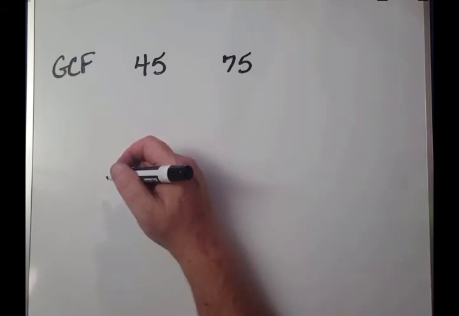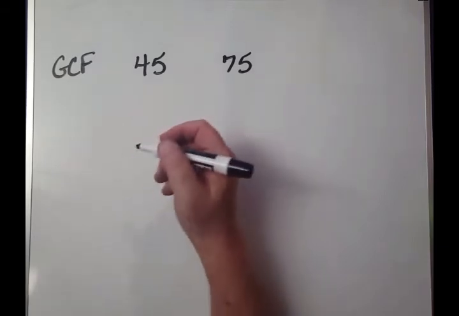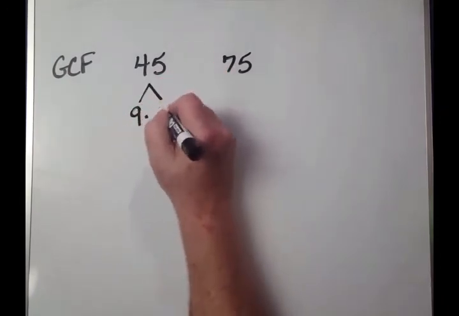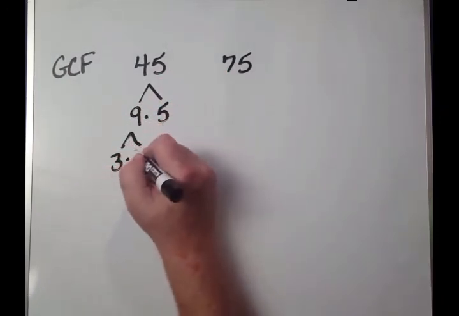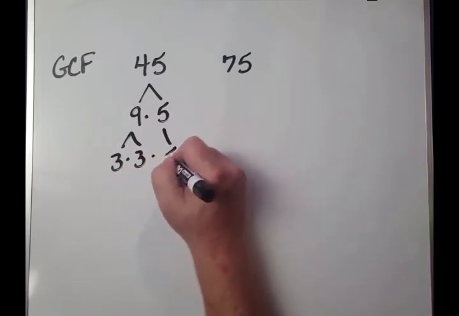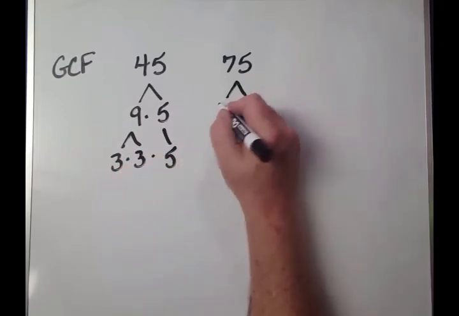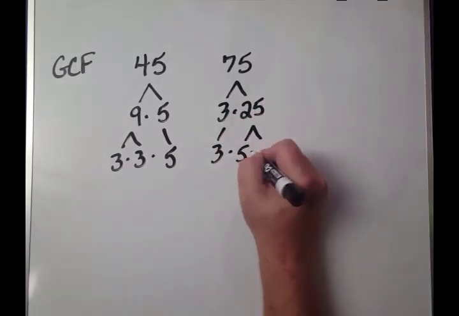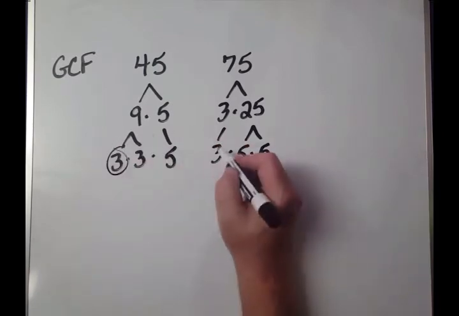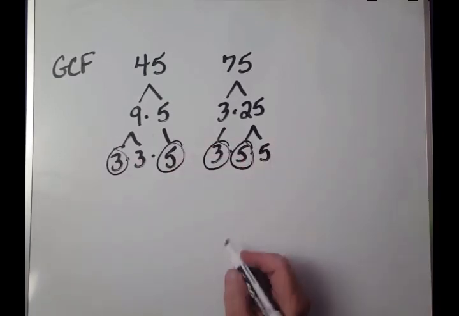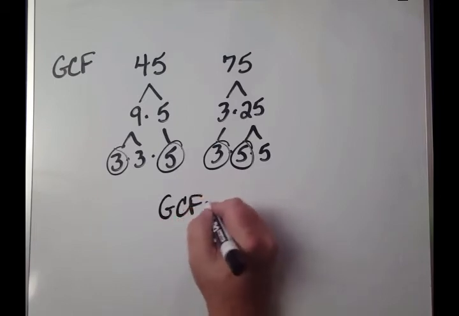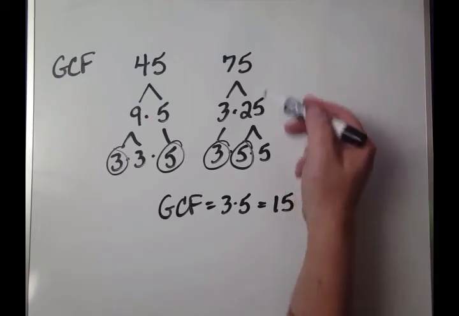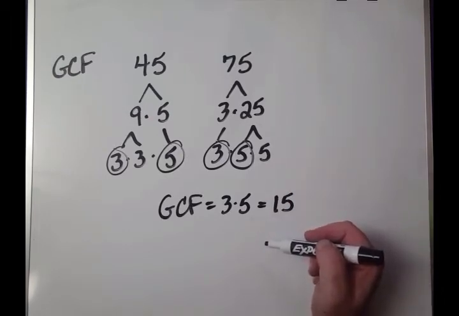Is 15 the largest thing that will divide both of these? Is that the greatest common factor? If I get stuck, I can always start prime factoring. And I can break these down. Once I have them prime factored, I can look and see what they have in common. They both share a 3. They both share a 5. So yes, the greatest common factor, 3 times 5, is 15. If I get stuck, I can use prime factorization.